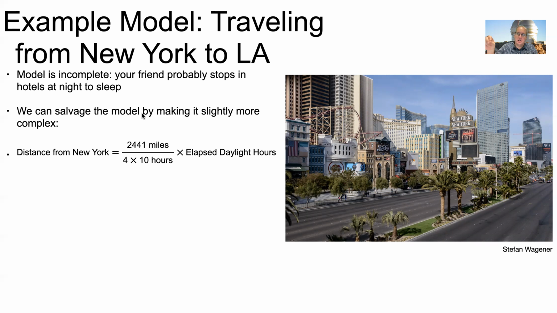He'll move from New York. He'll stop for the night. He'll move a little bit further. He'll stop for the night. And we have a more accurate model of where our friend will be. And it'll have a lot more accuracy, more precision than the previous model where we assume he travels at a steady rate, whether it's nighttime or daytime.